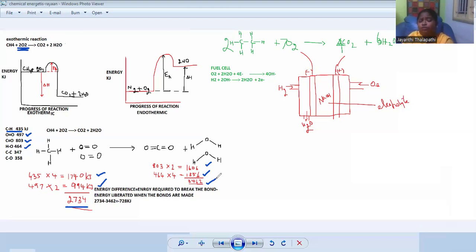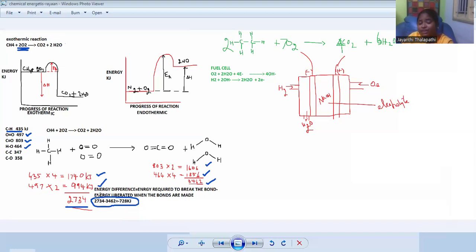So how will you find the energy difference here? Energy required to break the bonds minus energy liberated when the bonds are made, which means 2734 minus 3462. And the difference you get here is minus 728 kilojoules. This negative value denotes that it is exothermic. If it is endothermic, it will be positive, which means the energy required to break the bonds will be more than the energy liberated when the bonds are made.